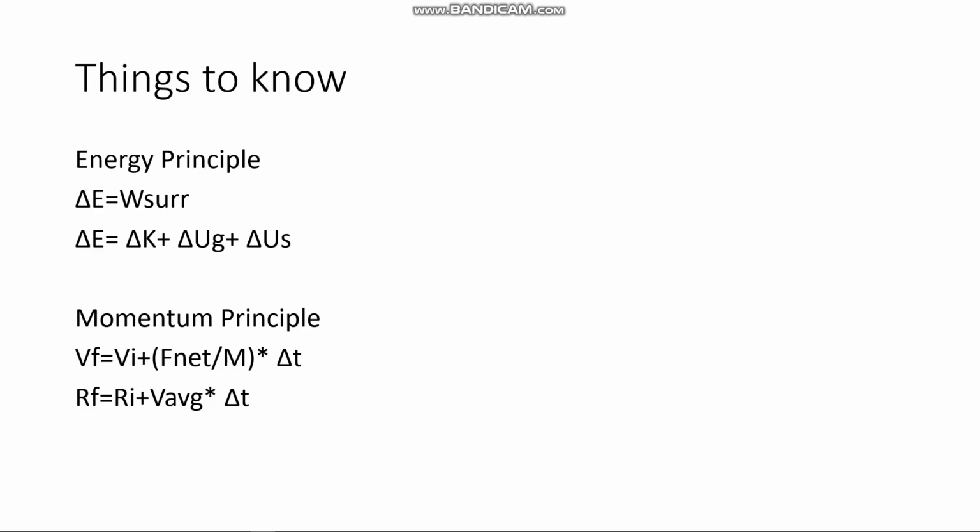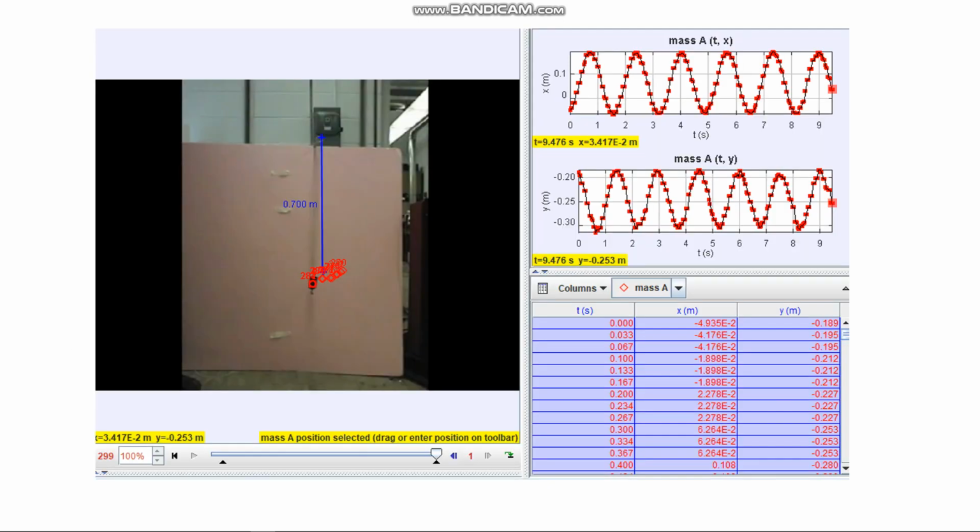So some general things to know is firstly the energy principle, which is that a change in energy is equal to the work done by the surroundings. And the change in energy is the sum of the change in the kinetic energy, the change of the gravitational potential energy, and the change in the spring potential energy. Lastly, an extension of Newton's second law is going to be the momentum principle that we're going to be applying, and you can see the equations there.